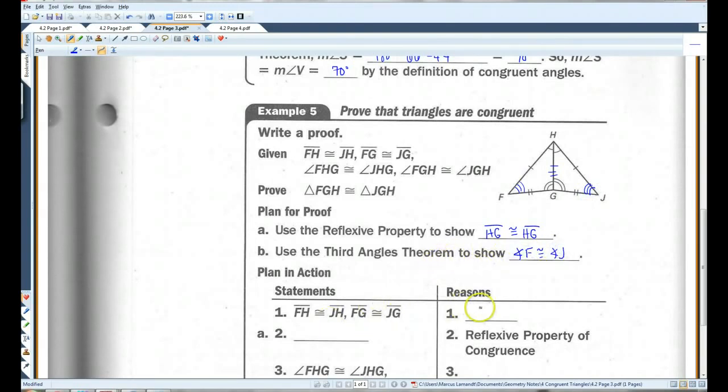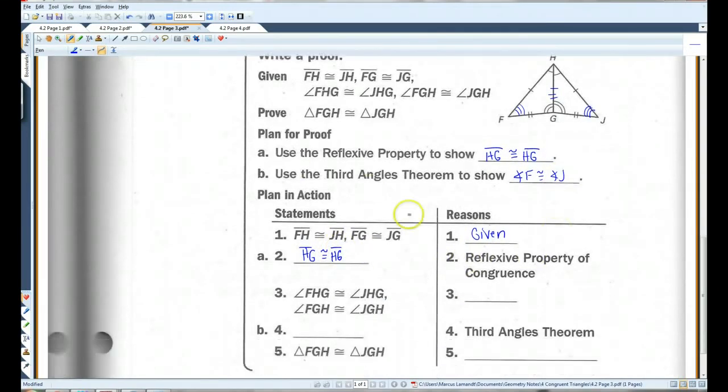So, we're given these sides. They're congruent. The third side, HG, is congruent to HG. We already determined that's reflexive property. These angles are congruent. That's given. And if those two angles are congruent, then angle F is congruent to angle J. That's the third angles theorem.